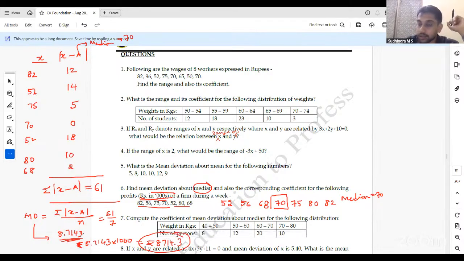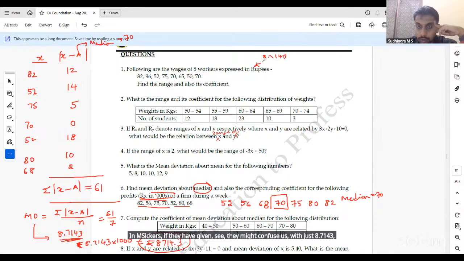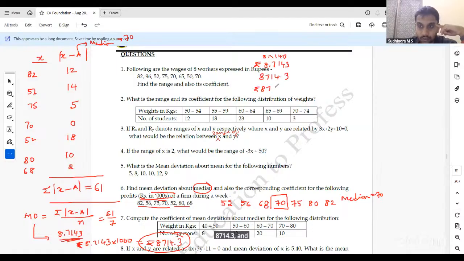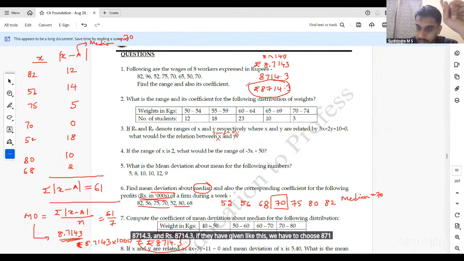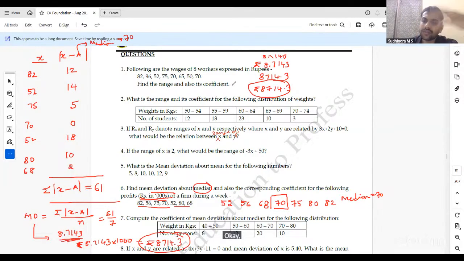Sir, in MCQs, which one will be the right answer? In MCQs, they might confuse us with just 8.7143 rupees, 8714.3, and rupees 8714.3. If they have given like this, we have to choose 8714.3 rupees. But if there are 4 different answers, either 8.7143 or 8714.3, as the case may be, whichever is mentioned therein has to be considered.